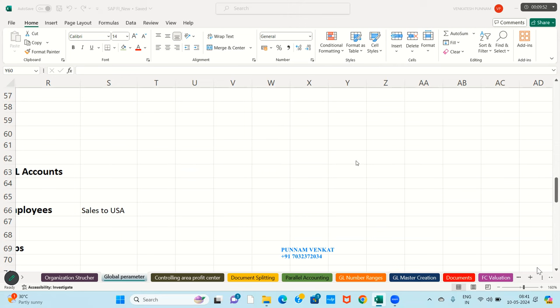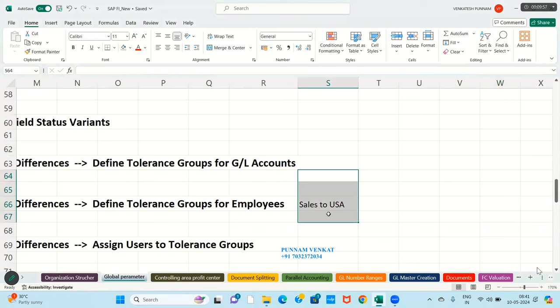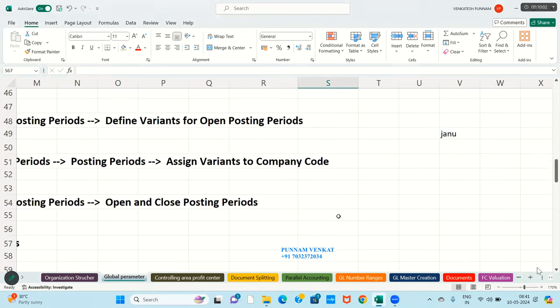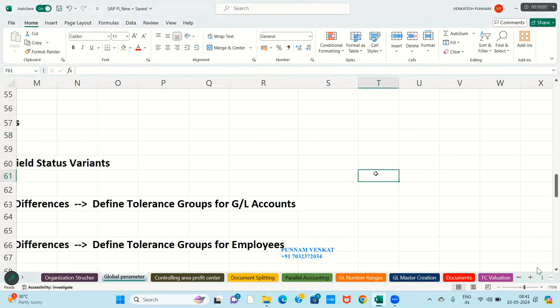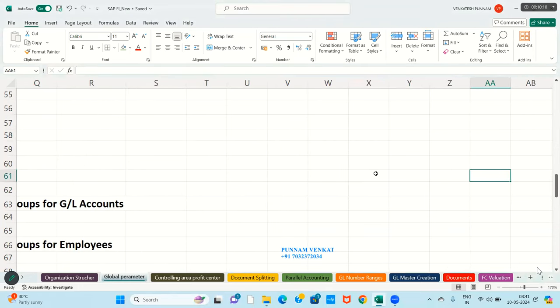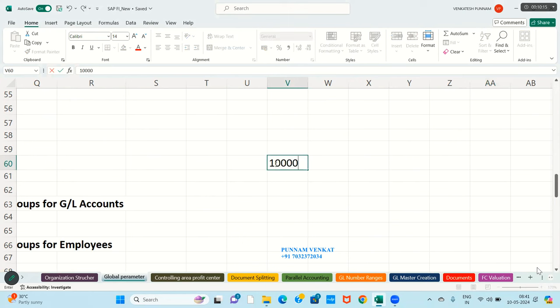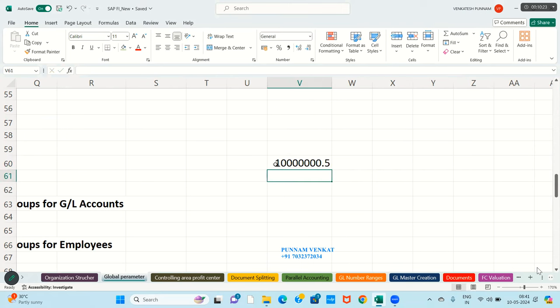For example, I will tell you an example. Everyone, listen carefully. Please confirm, are you able to hear my voice? Are you able to see my screen? Yes, sir. For example, I want to pay 1 crore, 50 paisa. I paid 1 crore rupees.